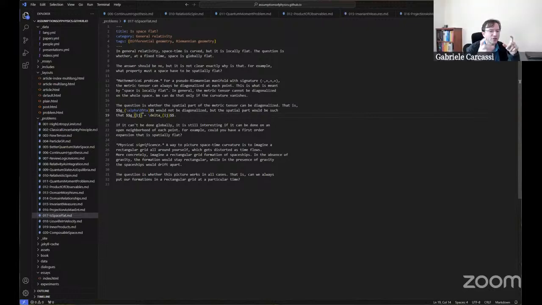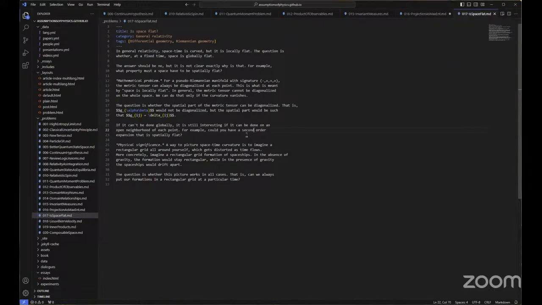So now the question: can I make a second order expansion where the dependence on space is only in the time parts of the metric? That's the question.